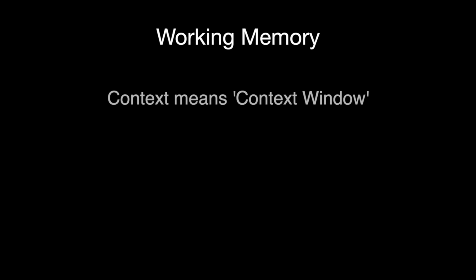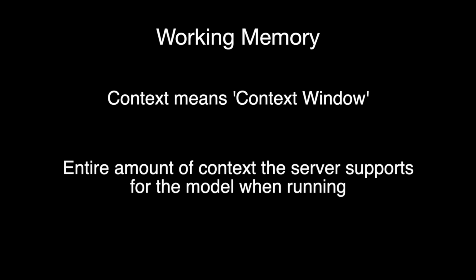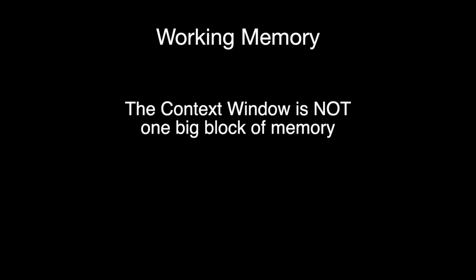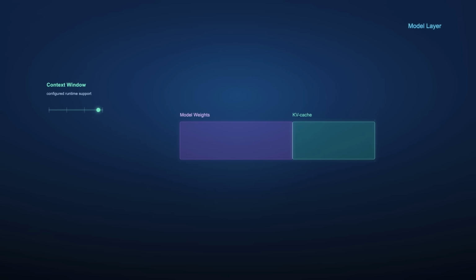The second part is the working memory it takes to run the model. This is the part people often miss, because it is not just about the size of the model file you downloaded, and this is where the term context can be misleading. Here, when I say context, I do not mean just the prompt a user sends. I mean the context window the server is configured to support while the model is running. A lot of people picture that as one big block of memory. It is not that. An LLM is a stack of layers.